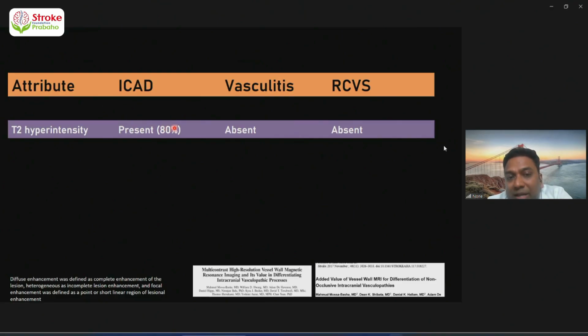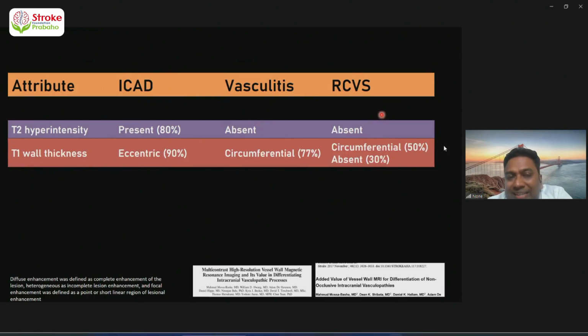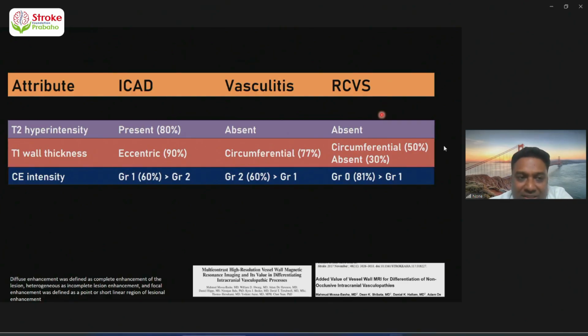So, the T2 hyperintensity is present in 80% of ICAD patients, but absent in vasculitis and RCVS. And it's eccentric thickening in ICAD. The rest of them are near concentric or concentric thickening. And for contrast enhancement, vasculitis is very avid, grade 2. In ICAD, you can have both grade 1 and grade 2. In RCVS, usually a grade 0 or grade 1 enhancement.